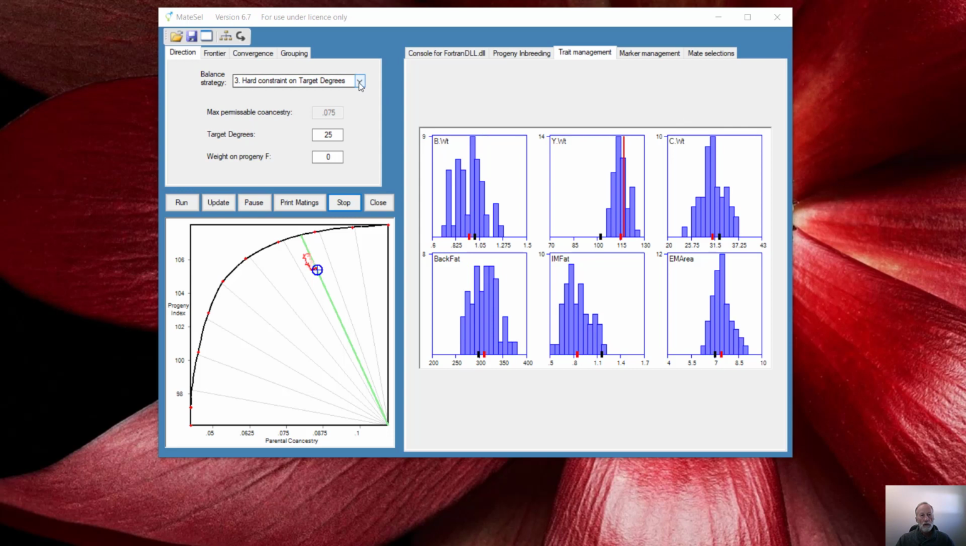Now I'm going to move on to look at the remaining two strategies, that's number 5 and 6. We've already looked at hard and soft constraints on co-ancestry and target degrees. We didn't actually look at the soft constraint and co-ancestry, but it follows what I said about soft constraint and target degrees. And for project to target degree line, I'm going to open a different file.